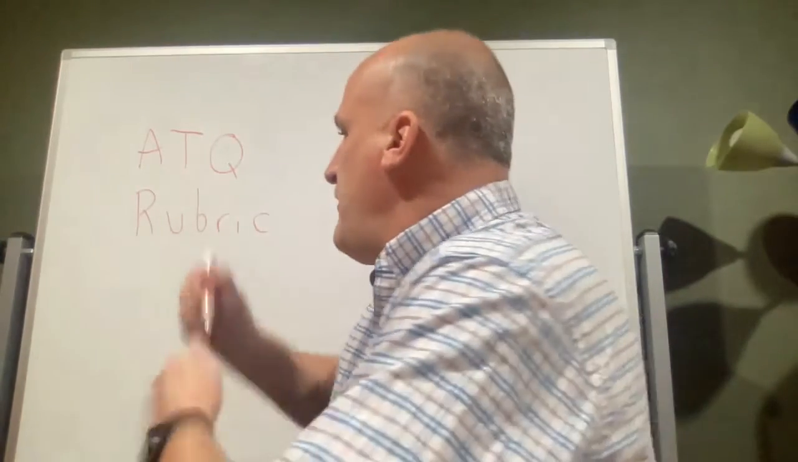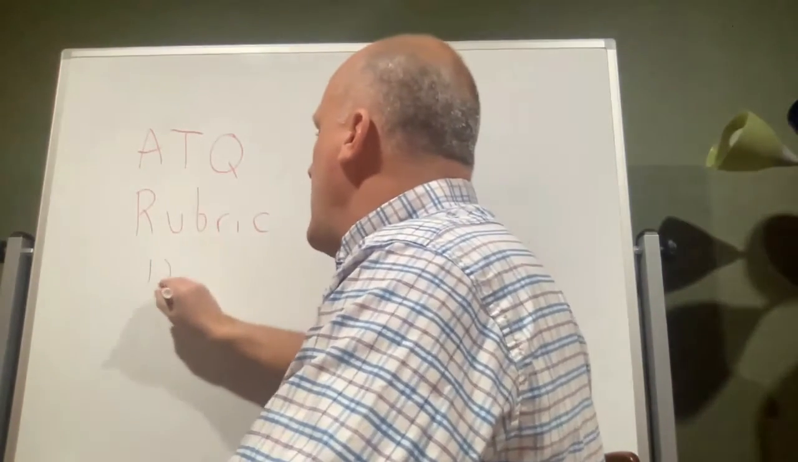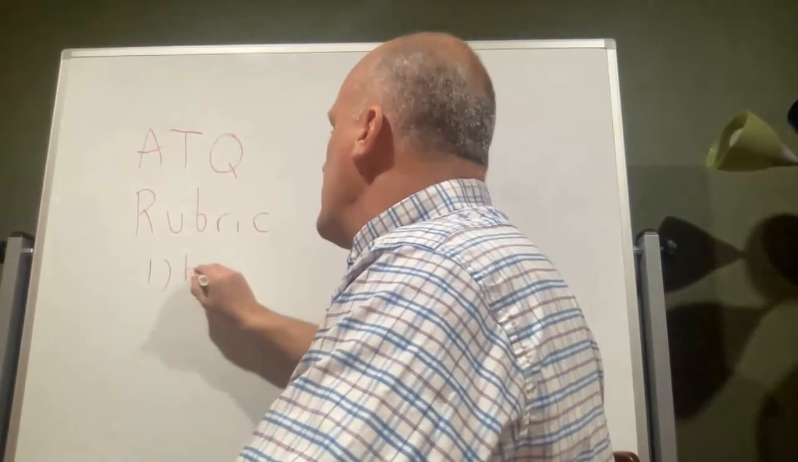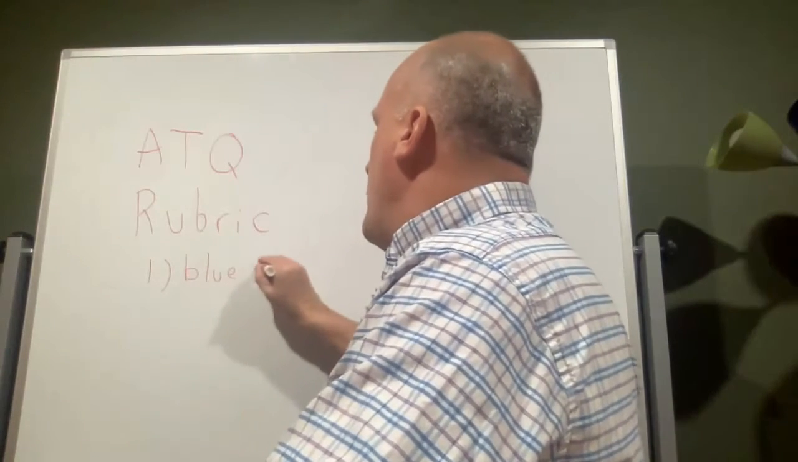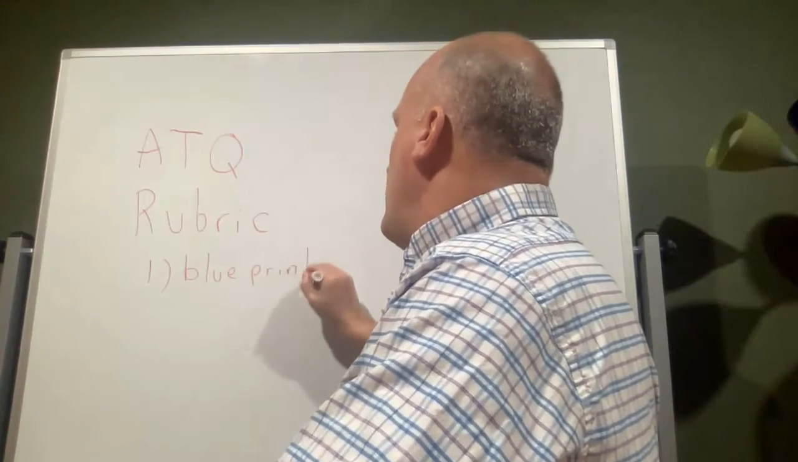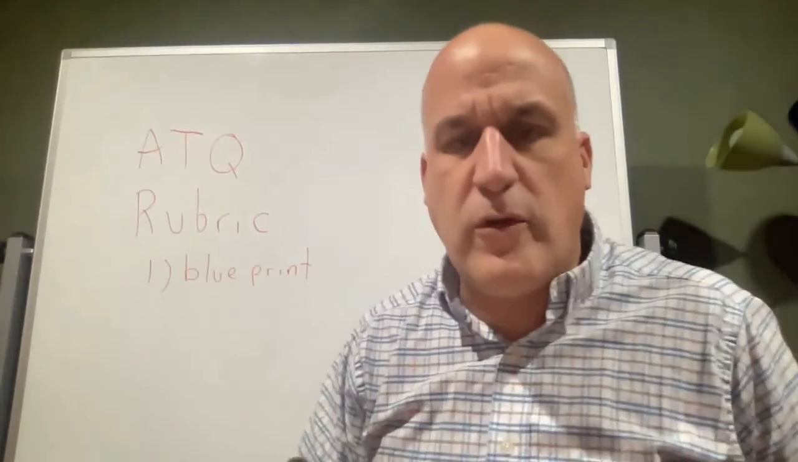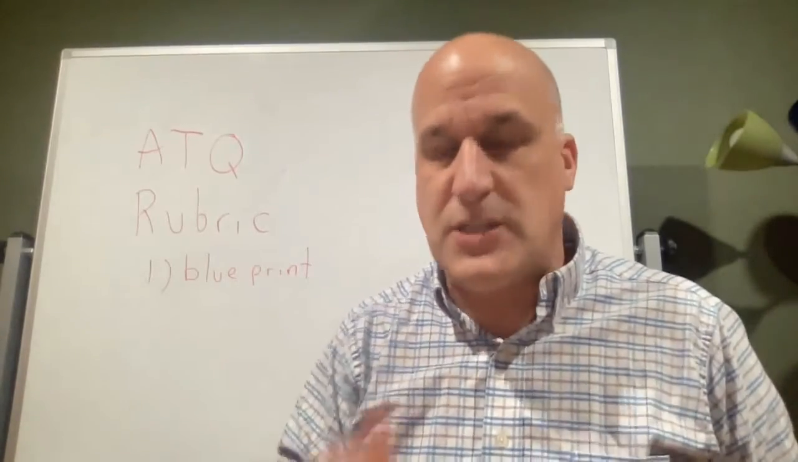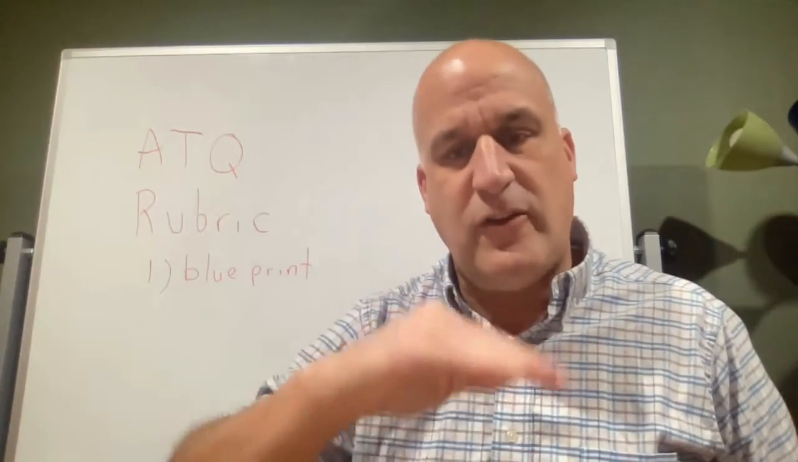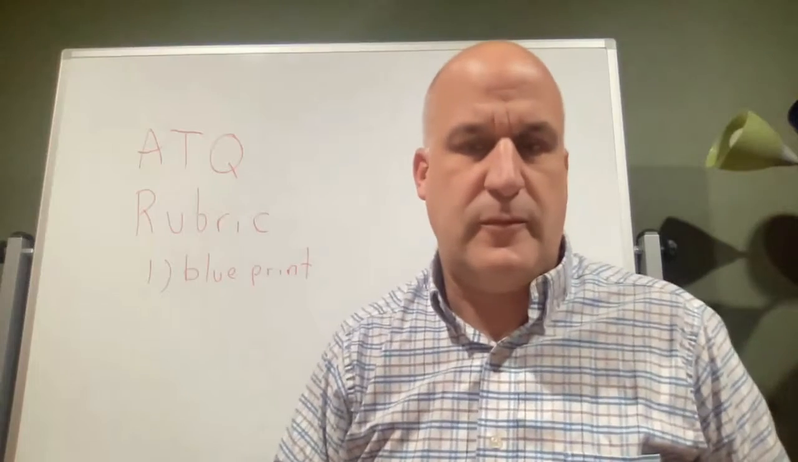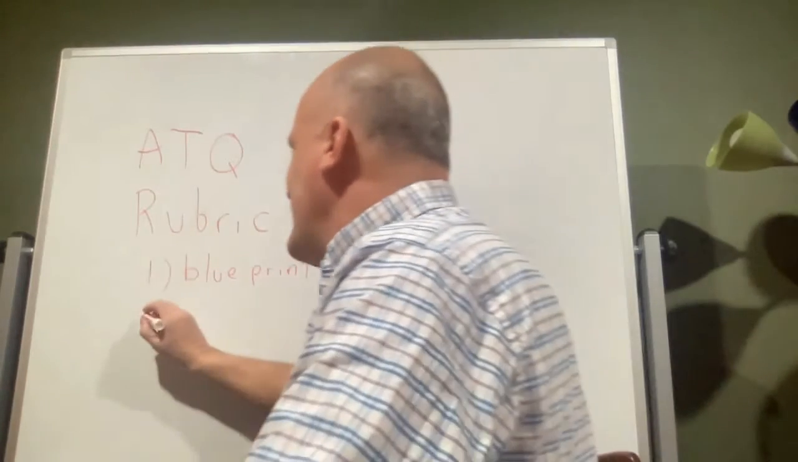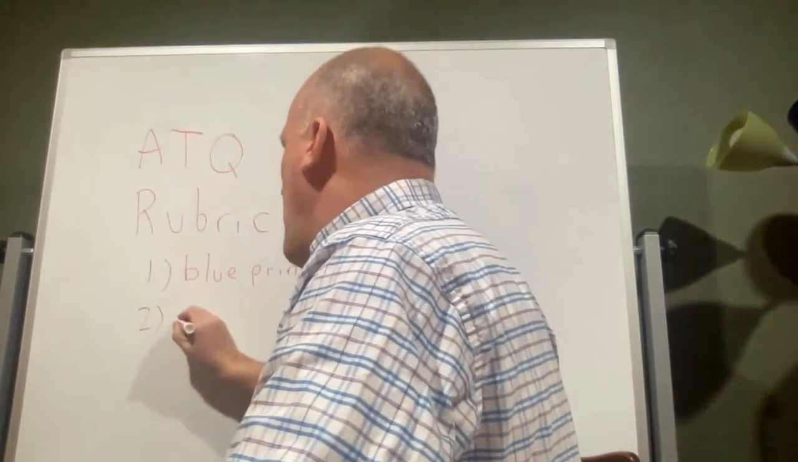But one thing you have to keep in mind with the rubric is the rubric acts as two things. The first off, like I said before, it acts as a blueprint. So it is a blueprint for what you need to do in order to be successful in answering this question. Here, you need to do this, you need to do this, you need to do this, you need to do this.